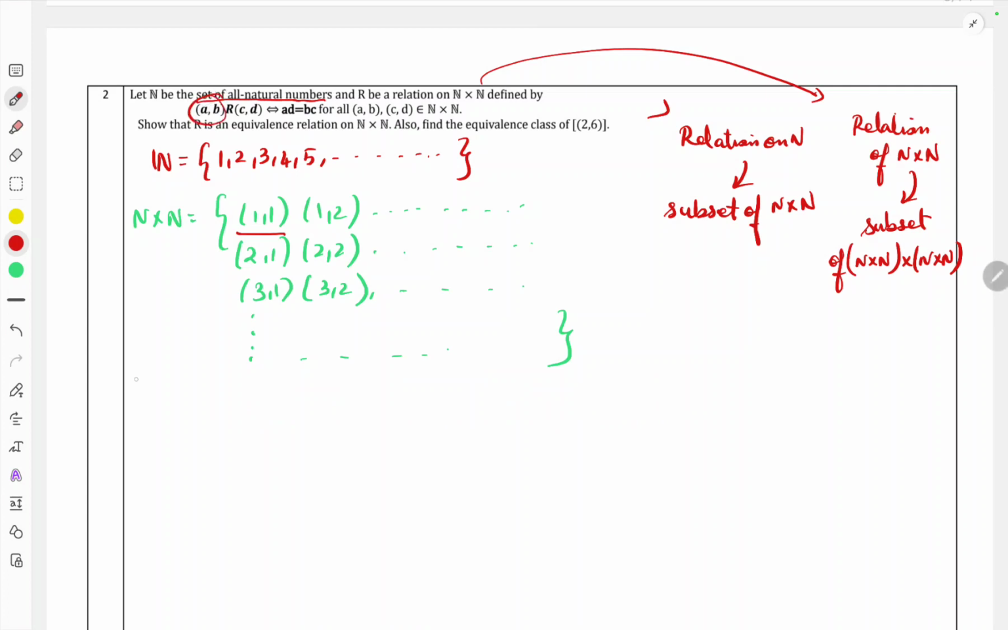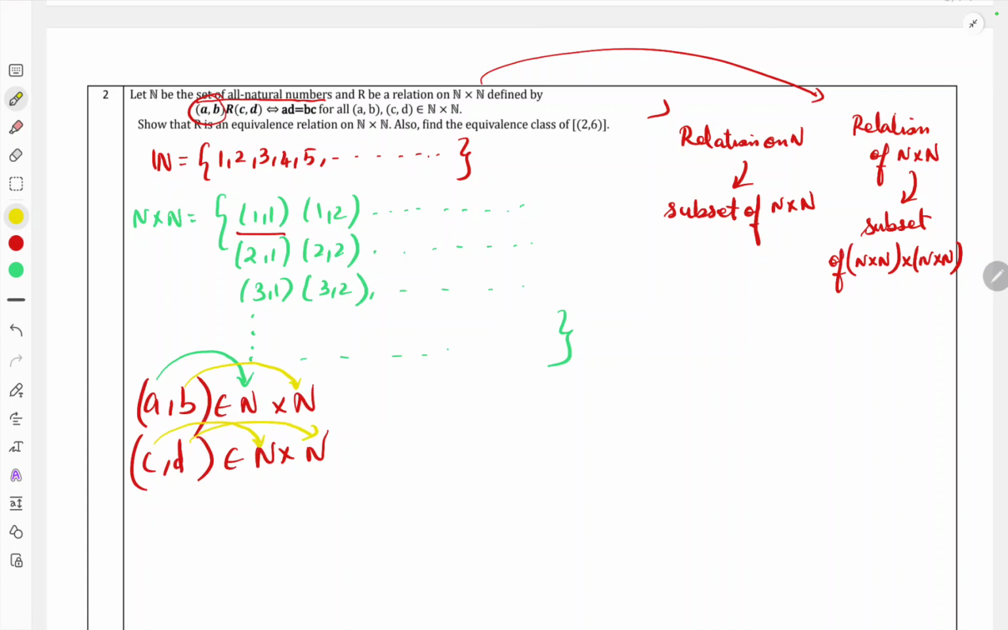(a, b) belongs to N cross N. (c, d) also belongs to N cross N. If it belongs to N cross N, then a will be some natural number and b is also some natural number. Here c is also a natural number and d is also a natural number, which means I can say all of a, b, c, d, all 4 belong to the natural numbers. And here (a, b) is related with (c, d) if and only if ad equal to bc.